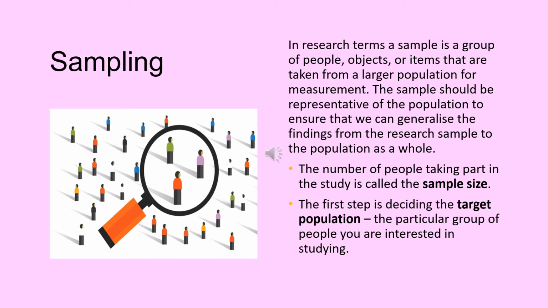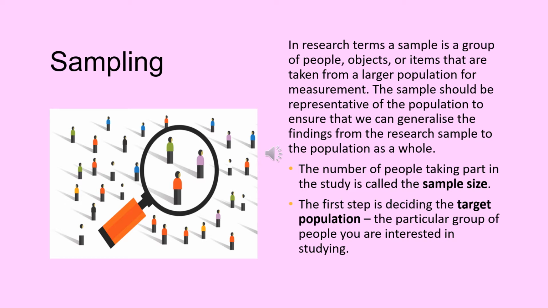To begin with, what is sampling? In research terms, a sample is a group of people, objects, or items that are taken from a larger population for measurement. The sample should be representative of the population to ensure that we can generalize the findings from the research sample to the population as a whole. The number of people taking part in the study is called the sample size.